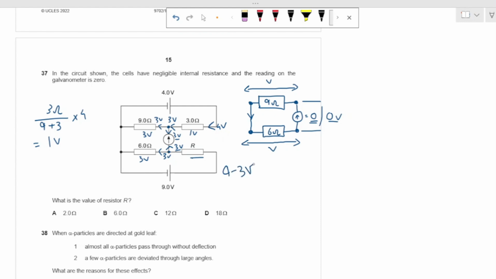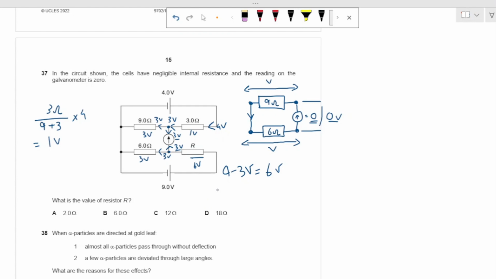9 minus 3 volts. Get 6 volts. 6 volts passes through this resistor. And again, we can use the same ratio of resistor.